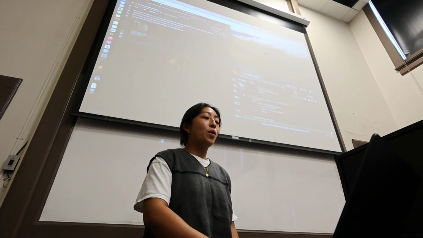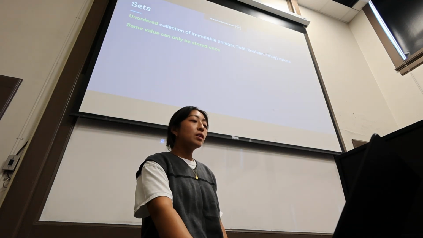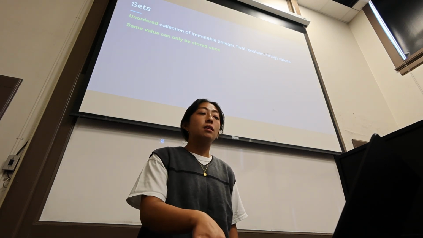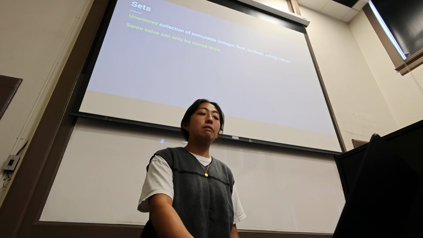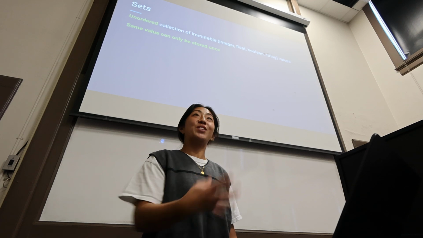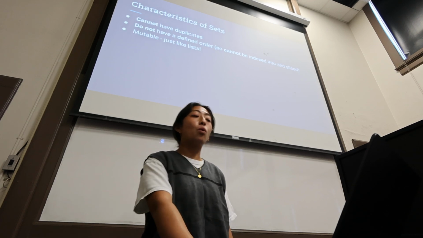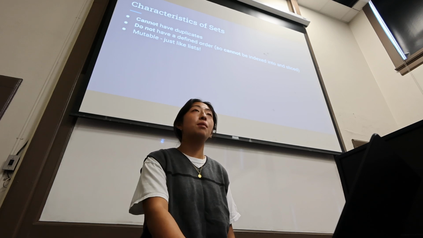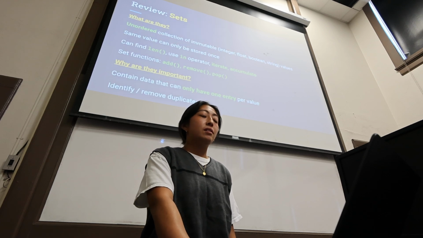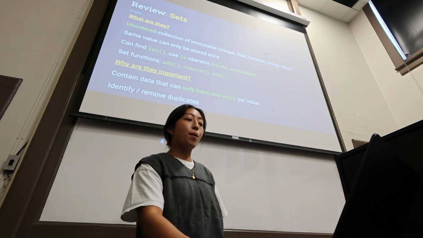Okay, one more question for y'all to try with sets. So remember, sets are an unordered collection of immutable things: integers, floats, booleans, and strings. And what's unique about sets is that they only store unique things. So characteristics: they cannot have duplicates. They're unordered, so you can't index into them and slice them like you can with lists or strings. And they're mutable. So remember, these are the different built-in functions we've seen: add, remove, pop.